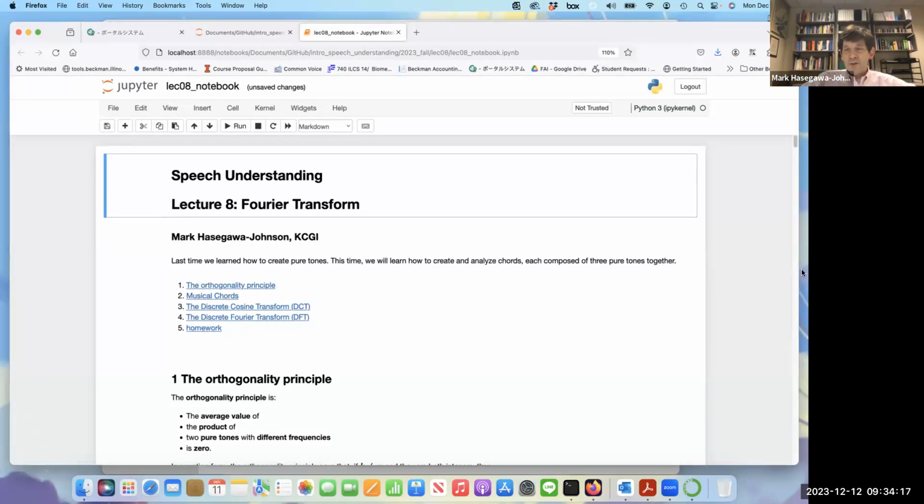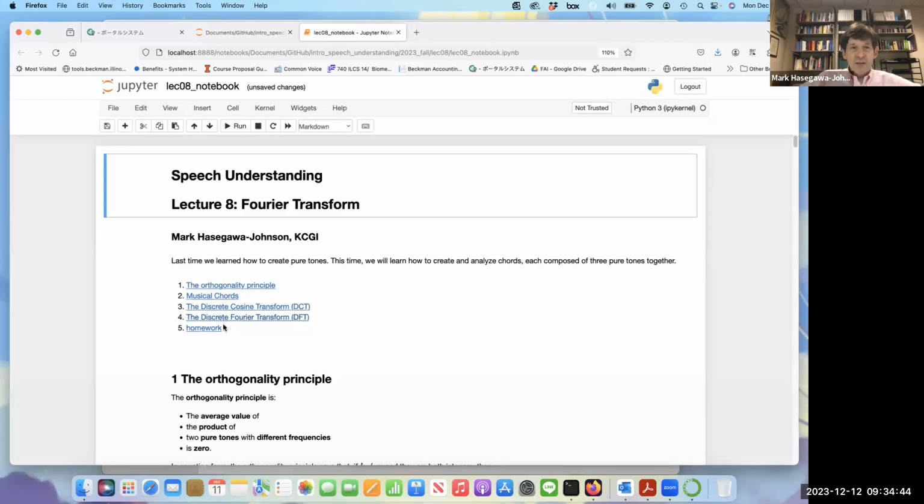You all know that a musical chord is composed of 3 notes. For example, the C major chord is C, E, and G added together. And so we can talk about how to break down a musical chord into 3 different sine waves added together. And then I'll talk about these 2 ways of implementing the Fourier transform on the computer, the discrete cosine transform and the discrete Fourier transform.